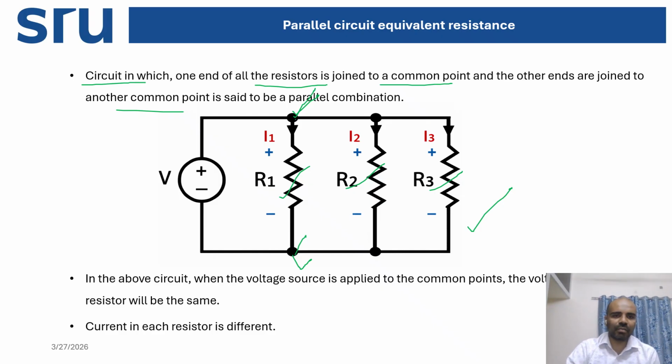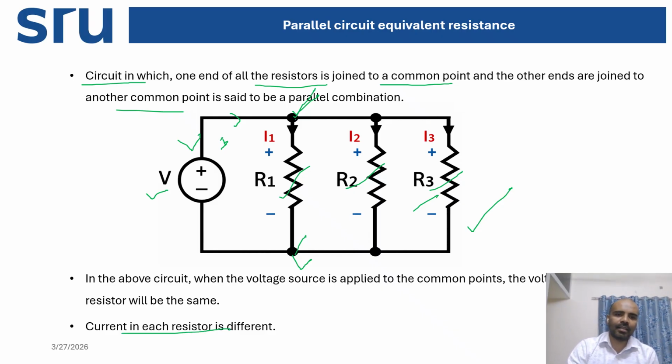In this circuit, when a supply voltage is applied to the combination, suppose I is the current flowing through the circuit. It is divided into different parts: I1, I2 and I3. I1 flows through the R1 resistance, I2 flows through the R2 resistance, and I3 flows through the R3 resistance. So here the current in each resistor is different.